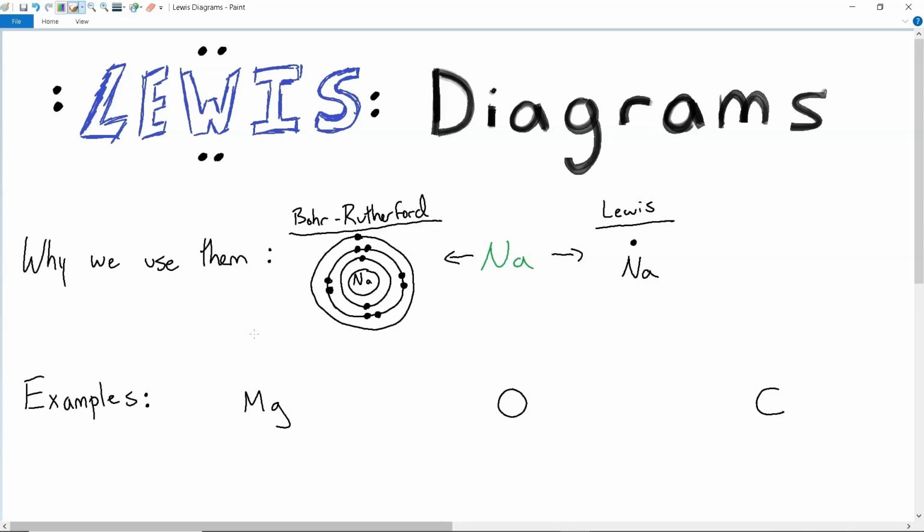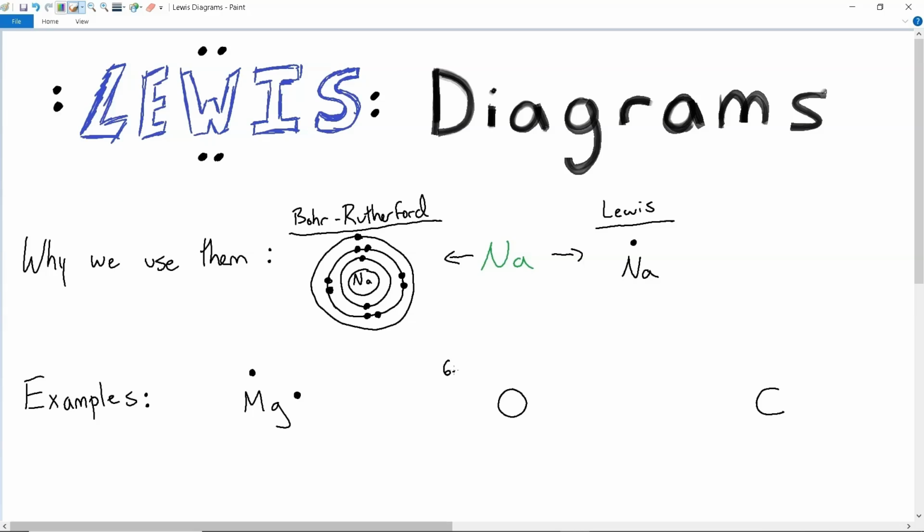And if we go down to our examples here, I'll show you a couple of different ones. Magnesium has 2 valence electrons, and usually we follow the same rules as with Bohr-Rutherford diagrams in terms of how we place our electrons. So we're going to be doing those one at a time clockwise. Looks something like that. So this would be accurate for magnesium since we have 2.